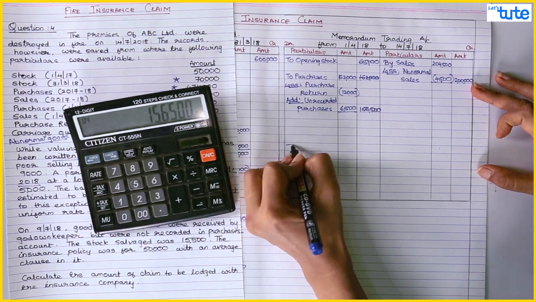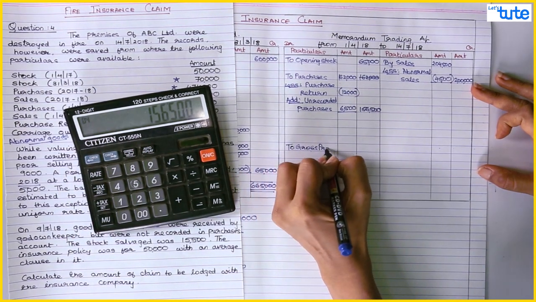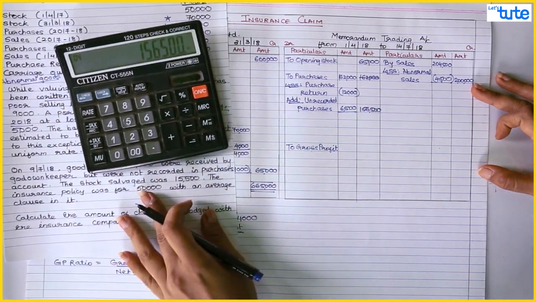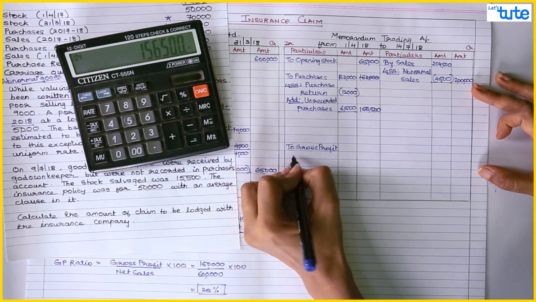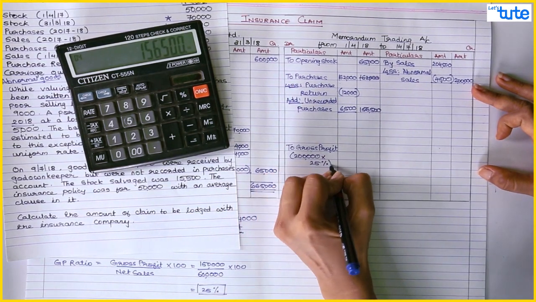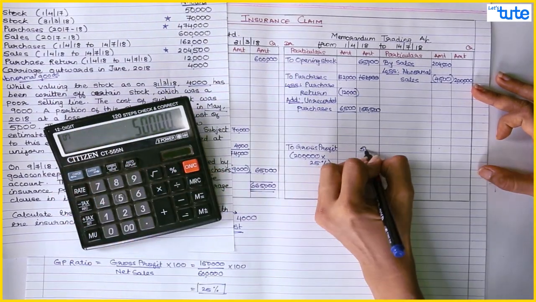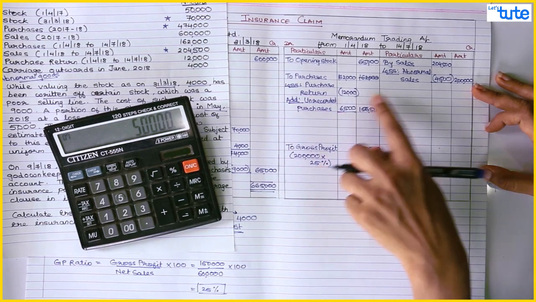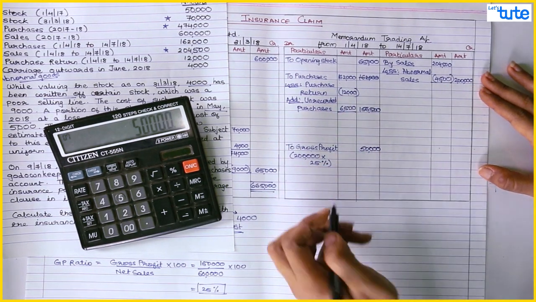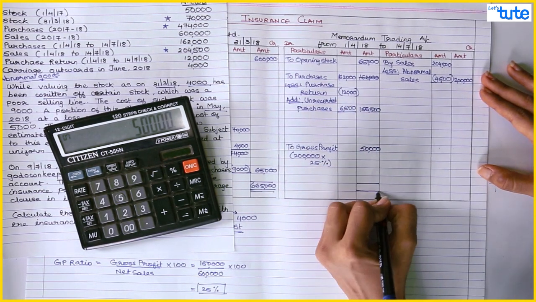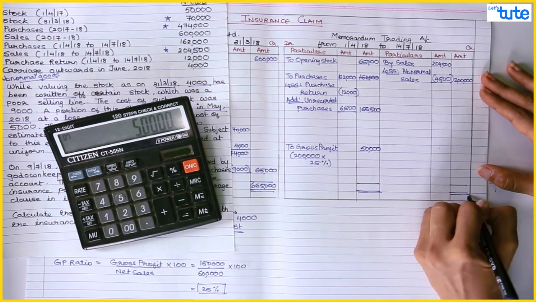On this sales, now we'll apply gross profit. Your uniform GP ratio that we have found out is 25%. So 2 lakhs into 25%. 2 lakhs into 25% is 50,000. We have opening stock, we have purchase, we have sales, we have gross profit. So the balancing figure is our closing stock, and that would be our stock on date of fire.